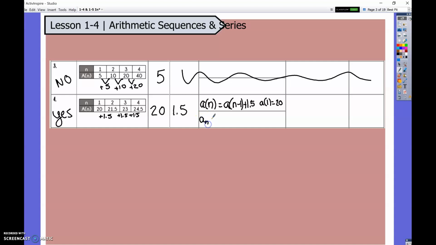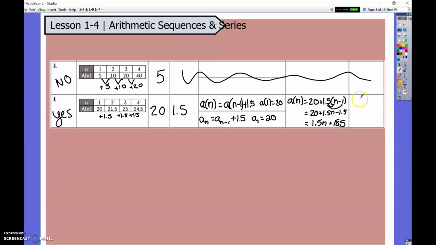And now our little n shrinks, and to finish out, my a sub 1 is 20. For our explicit, remember we have a of n. We always start with our beginning term, then put on our difference, plus 1.5 times n minus 1. Simplify that with a little bit more decimal math here. We've got 20 plus 1.5n minus 1.5, which leaves me with 1.5n plus 18.5.